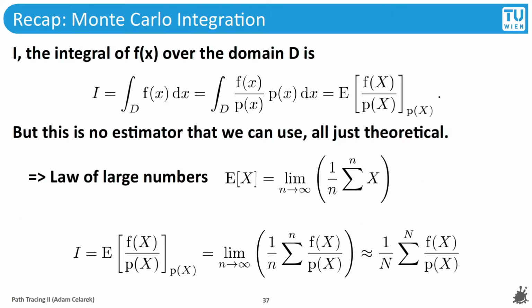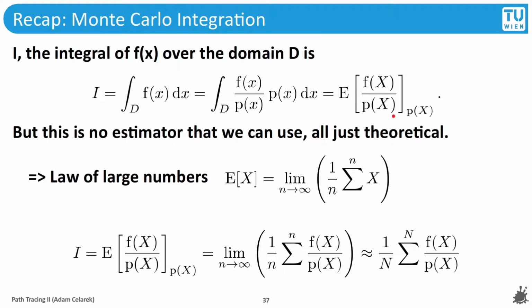We are focusing on unbiased Monte Carlo integration, and at this point I would like to make a super brief recap. I is the integral of f over the domain D. We can multiply f by p over p in here, which is 1, and turn that into an expectation, where the samples are taken according to a probability density function p.